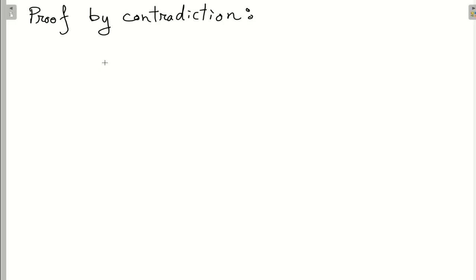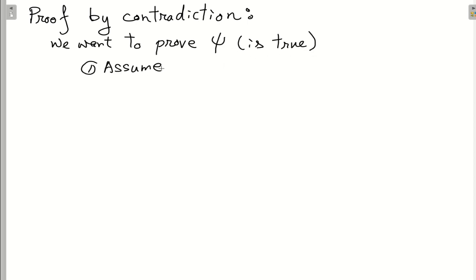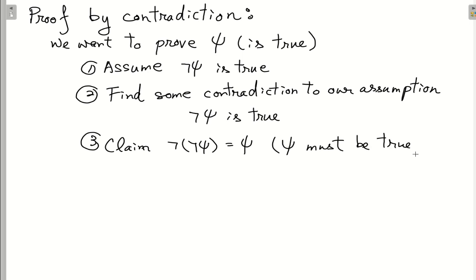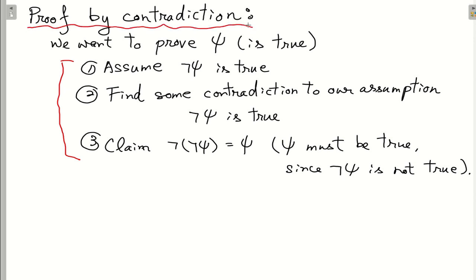Proof by contradiction is this: we want to prove something, let's say phi is true. We assume not phi is true, and then we find some contradiction to our assumption that not phi is true. And then we claim that phi must be true, since not phi is not true. I think you feel some confusion about proof by contradiction. So let's jump to an example and let you know how to prove by contradiction.